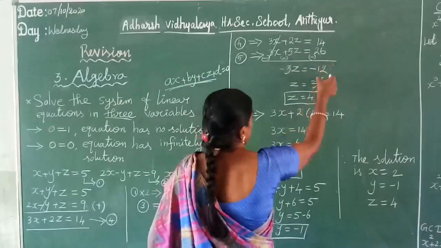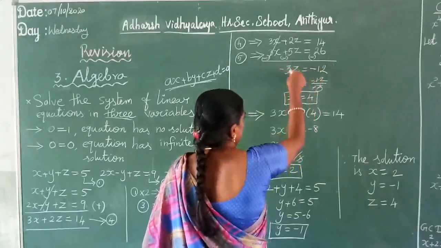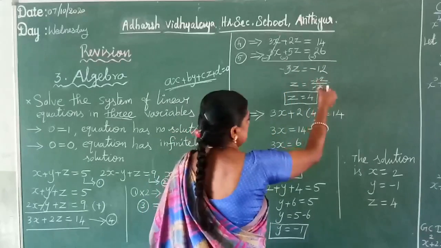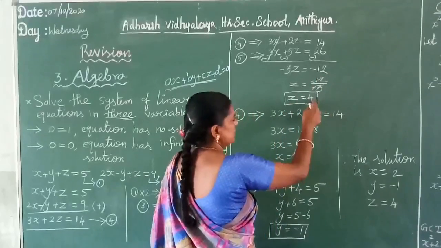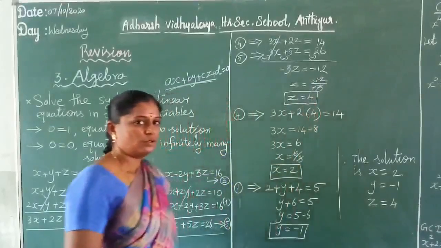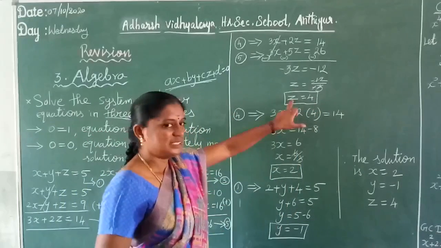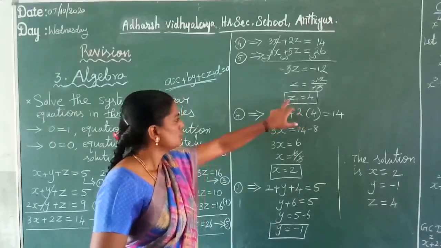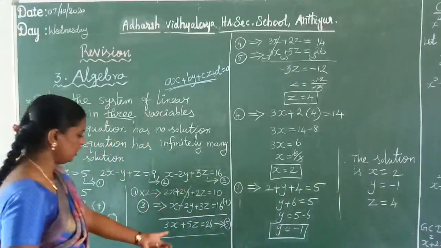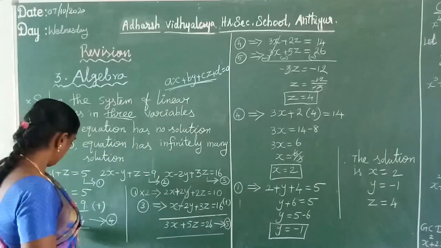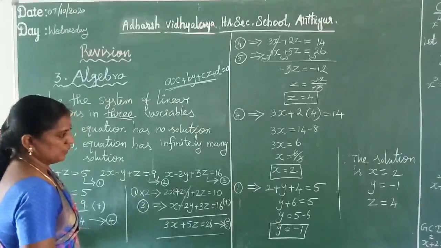z equal to minus 12 by minus 3. Multiplication comes as a divide. So minus 12 by minus 3, both cancel, and at last we get z equal to 4. So we get one answer: the z variable answer is 4. Now this z variable we substitute in the 4th or 5th equation, and easily we get the x answer.